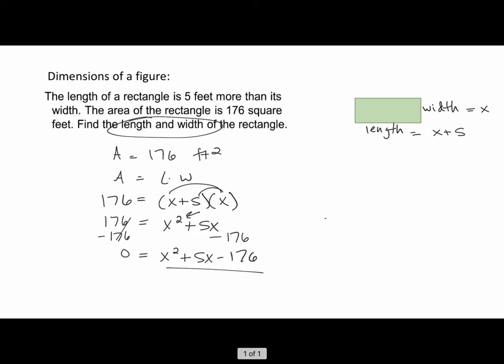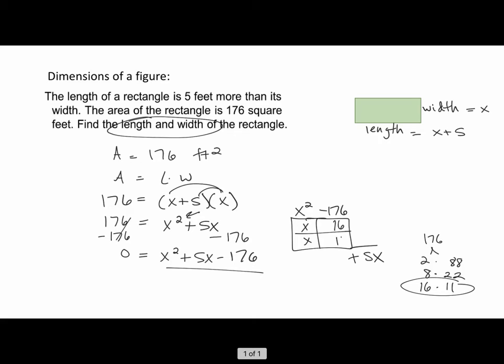So this is a trinomial, which means I'm looking for factors of the first term and the last term, so that the sum of the products of those factors is the middle term. So definitely x times x for x squared, but 176 could have different factors, right? It could be 2 times 88. We could borrow a factor from there, so it could be 8 times 22. Or we could borrow another factor, so 16 times 11. That might work. Let's try 16 times 11.